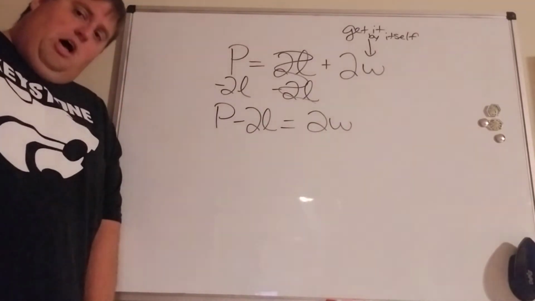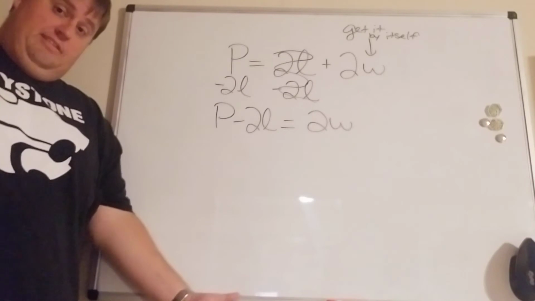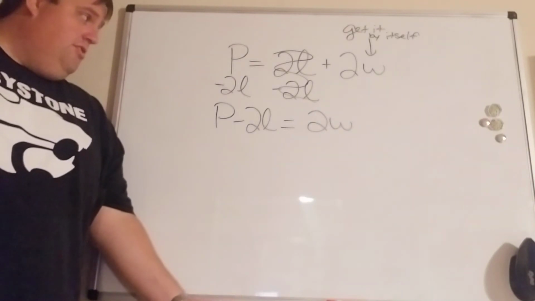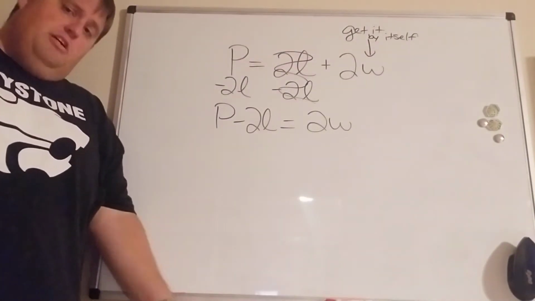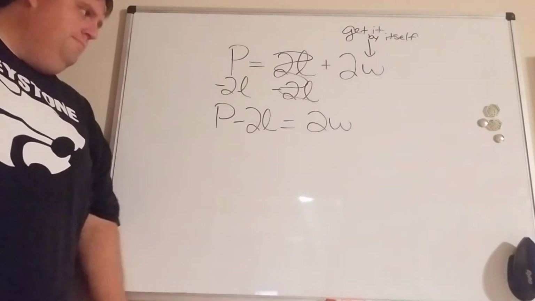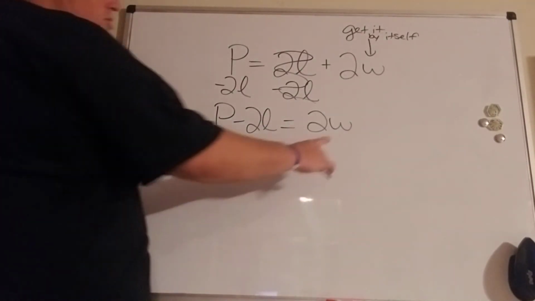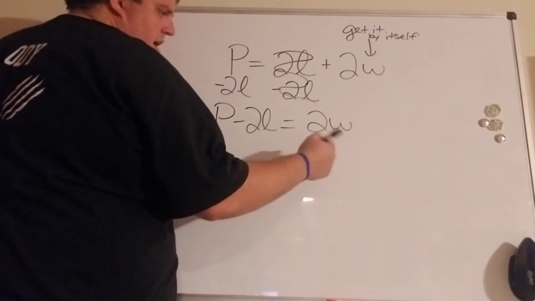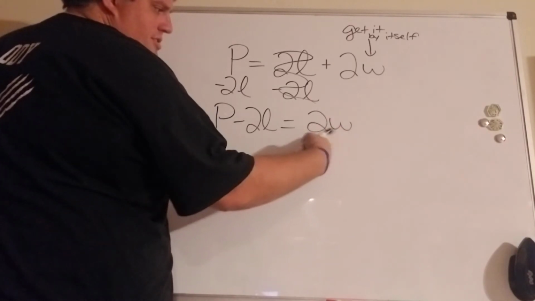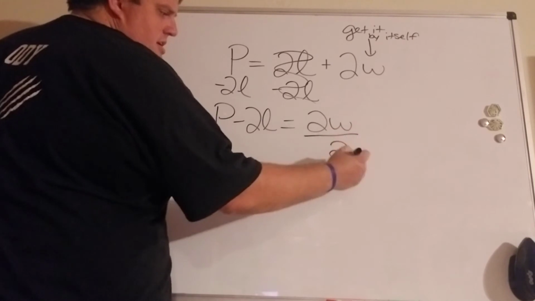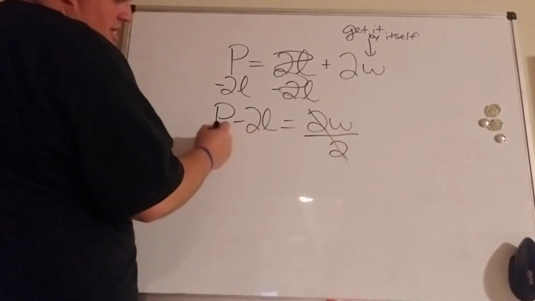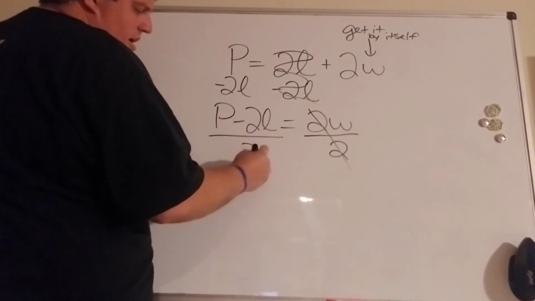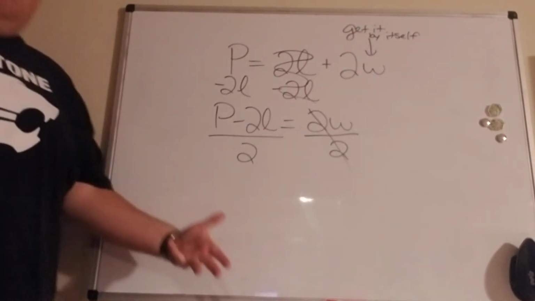If you don't know, leave it. So P and 2L are not like terms, we're just going to leave it like that. Cool. And then W is almost by itself, but we got to get rid of this 2. That's multiplication, so to undo it, we need division. So I'm going to divide by 2. And be careful, when you divide over here, you got to divide everything by 2.